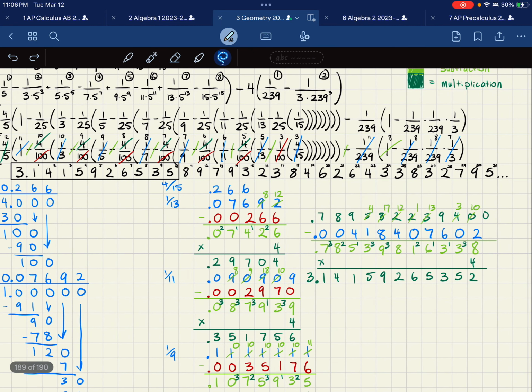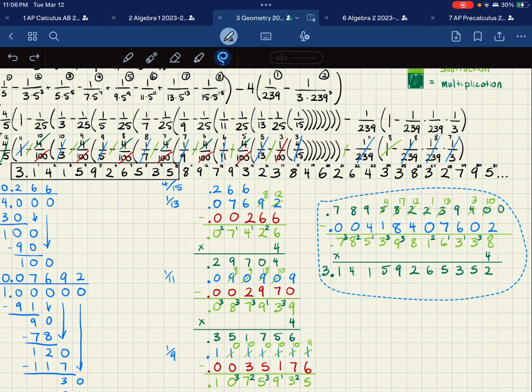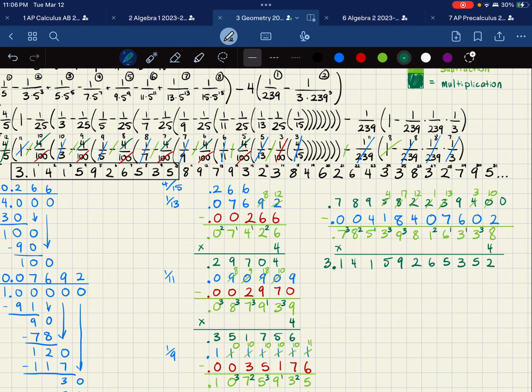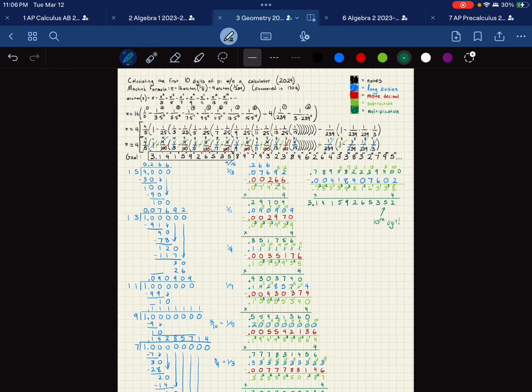Let's go ahead and make things look a little bit neater here. We can have some room. Put this right there. Wow, that was accurate. So that's the 10th digit right here. This is the 10th digit. That is excellent. Wow.